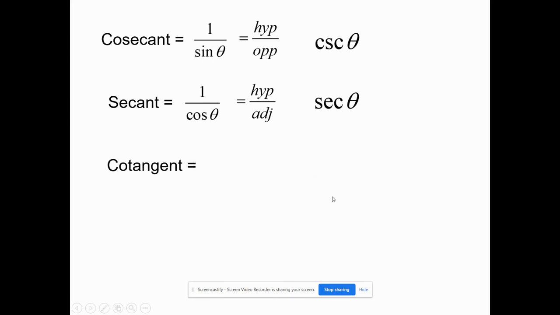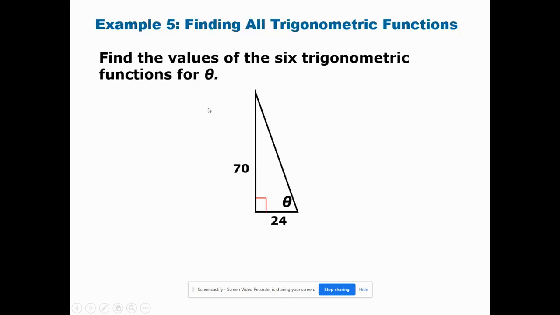And then you have the cotangent, which is 1 over the tangent, which would be the adjacent over the opposite, and it's abbreviated as COT. So if I say find all 6 of the trig functions for this particular triangle, well, I know 2 sides, but I need to know the third side in order to find all 6. So I'm going to have to use the Pythagorean theorem. When I do that, I know C is plus or minus 74, but again, it can't be negative, so I'm going to throw out the negative answer and keep the positive.